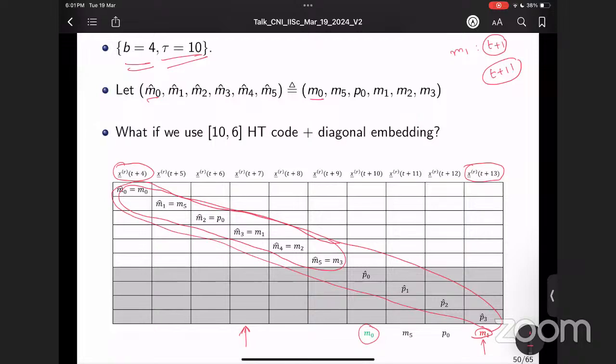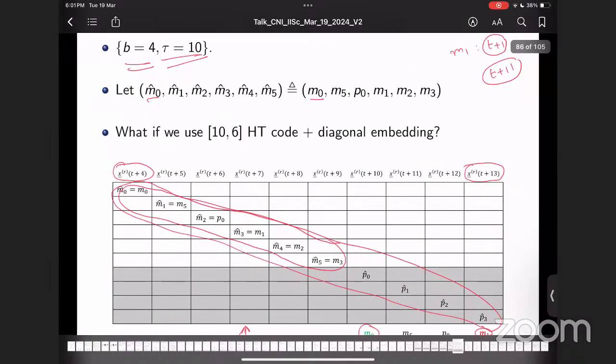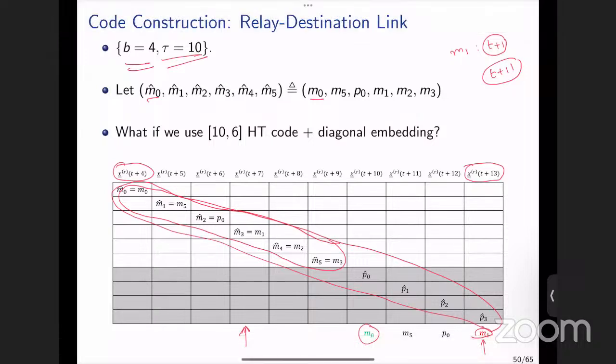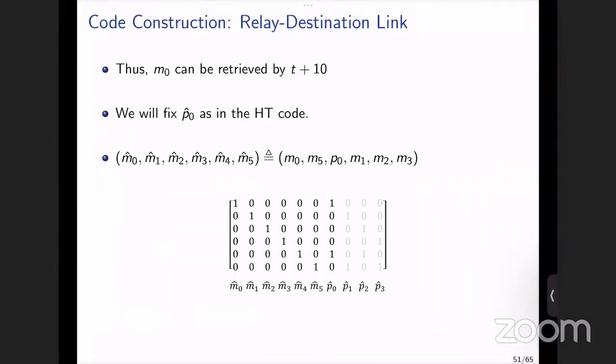So what can we do? The one good thing here is that with the P0 cap, I can recover M0. M0 I am done, so I can recover M0 on time. Because of that, even in my coding scheme, the P0 parity I'm going to fix as in the HT code. Only the P1 cap, P2 cap, and P3 cap I will try to alter. P0 cap I will retain as it is, because M0 I am able to recover on time. That's the idea. So we'll fix P0.